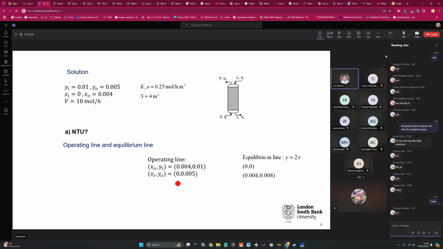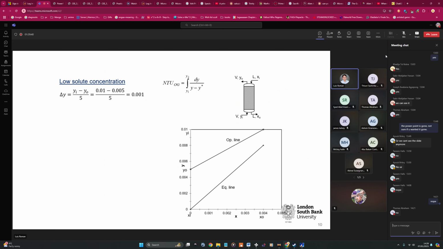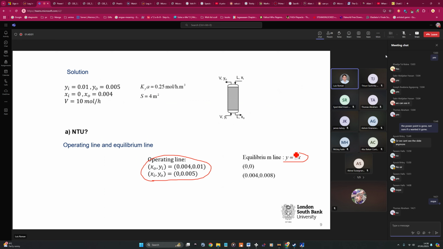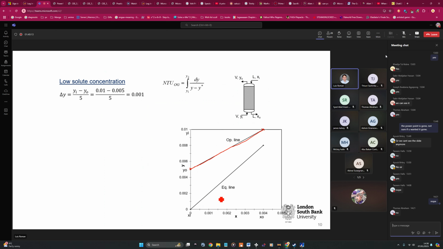Okay, so with these coordinates, with the bottom and top compositions, you can draw your operating line. So you have those 2 points, and it's very simple to draw a line. So the other line that you need is the equilibrium line. The equilibrium line, again, is given by the equilibrium relationship, in this case, y equal to 2 times x, because you can give any values of x and calculate y. It's a line, so you only need 2 points. So 1 point is obviously the origin.